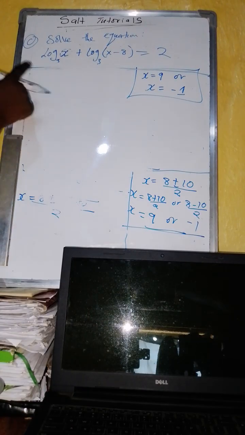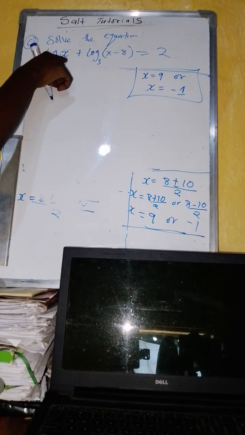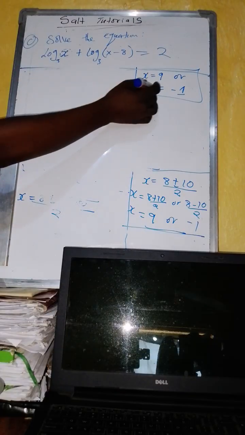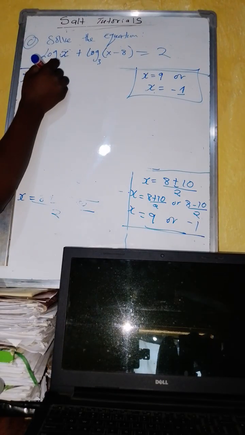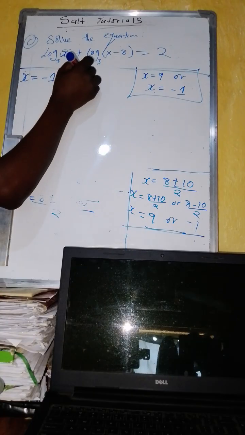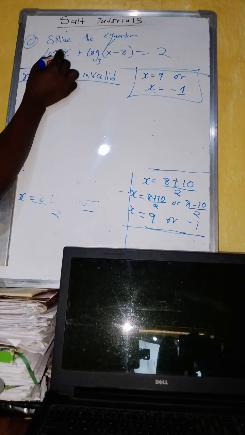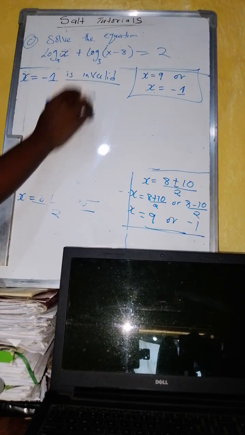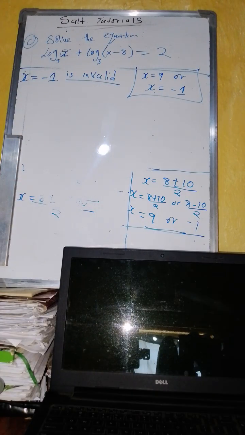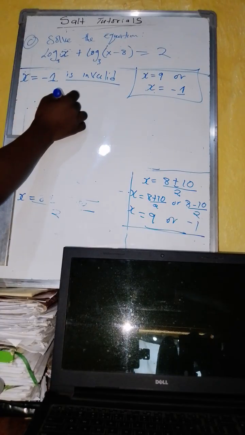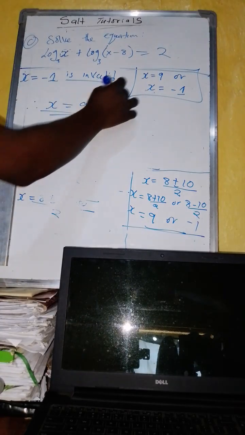If we even test, log 3 of 9 there is 2, and 3 minus 1 gives us a 2. So automatically x equal to negative 1 is invalid. Why is it invalid? Because if it is negative 1 here, it makes this whole function undefined. In the input, we shouldn't have a negative input. So therefore, x is equal to 9 is the only value which you need in this equation.